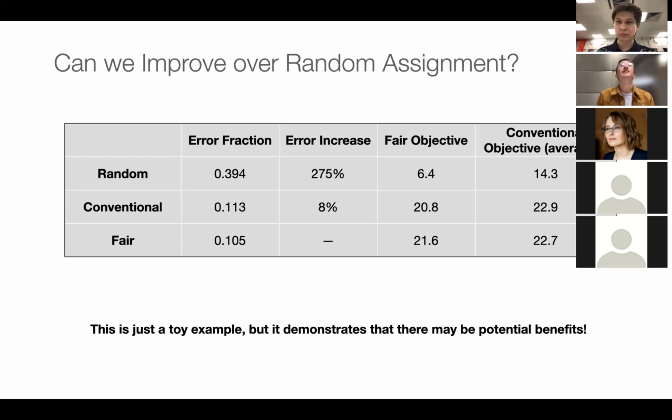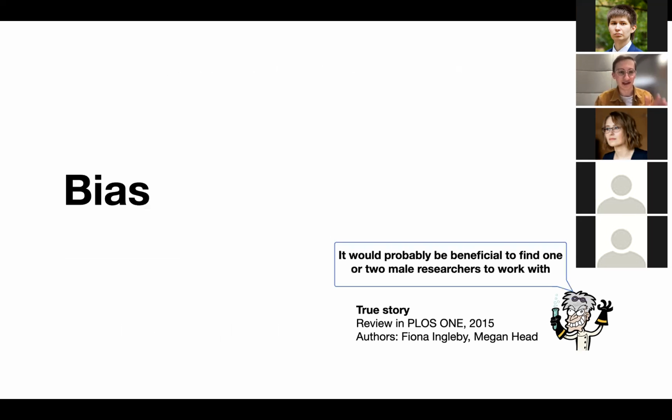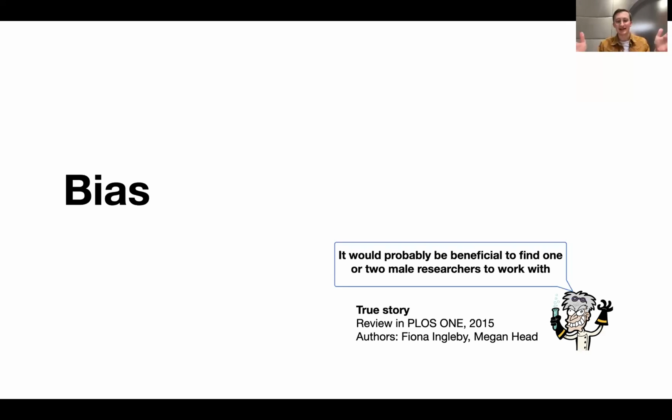Yeah, I guess I'm running out of time, so for the bias, maybe I will not go into details, but let me just demonstrate one thing, which is so blatant that I can't even believe it. This is a true story from the journal PLOS ONE. A paper was submitted, authored by two females, and it received a review saying it would probably be beneficial to find some male researchers to work with. This was a real complaint of a reviewer about the paper.